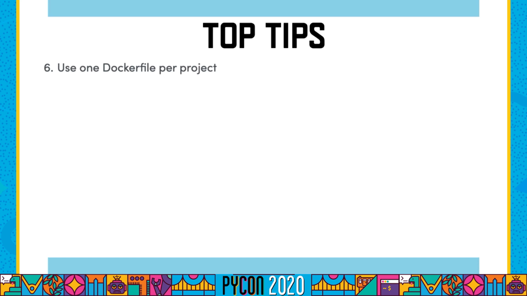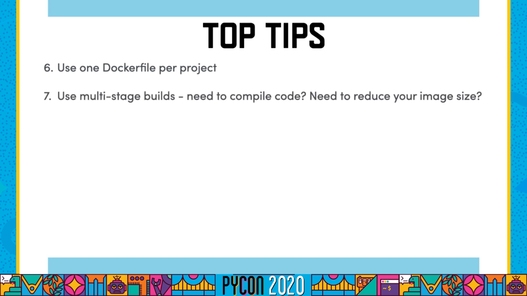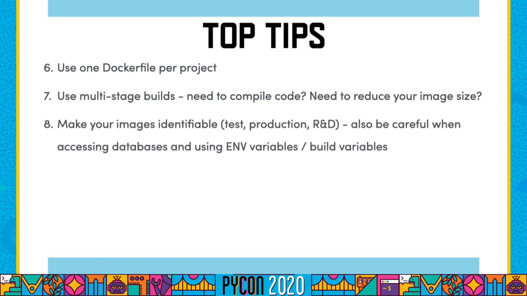Sometimes we feel like we have to reuse the same Docker file for all of our projects. Eventually, you're going to realize that you end up with a super big image with a lot of dependencies that you really don't use. So make sure to use one Docker file per project. You can have a base image, for example, starting from the base notebook from Jupyter Stack and build from there. Use multi-stage builds. If you are going for the option of creating your own containers from scratch, consider this. If you need to compile code or you need to reduce your image size, this might be a good option.